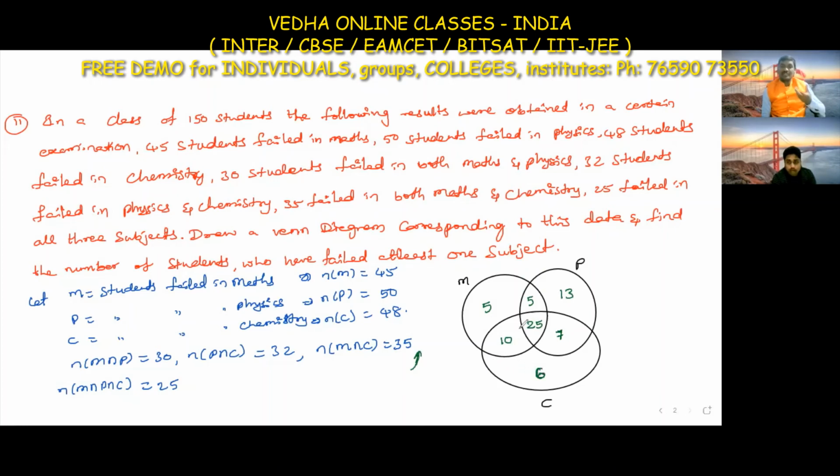So now what is the question here? Draw a Venn diagram corresponding to this data. Find the number of students who fail at least one subject. If you add all these numbers, we get the students who failed in 1 subject, 2 subjects, 3 subjects. This Venn diagram represents those who failed. Who passed in the exam, we don't have that.